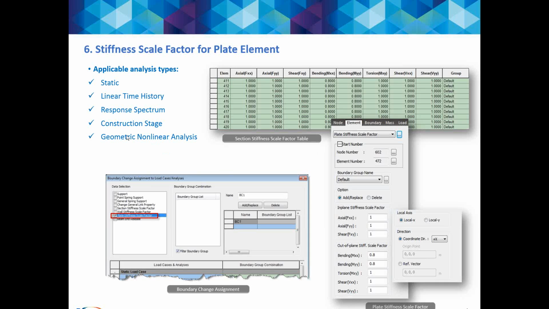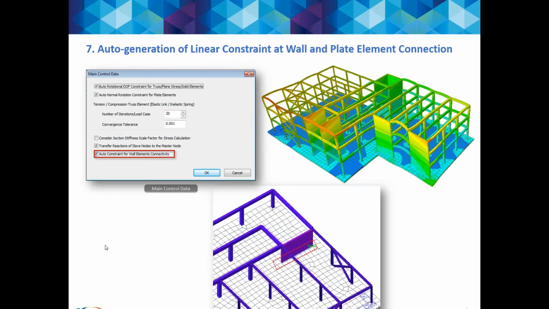And which type of analysis can we apply this function to? We can apply this for the static, linear time history, response spectrum, construction stage, and geometric nonlinear analysis types. Let's move to the next feature.